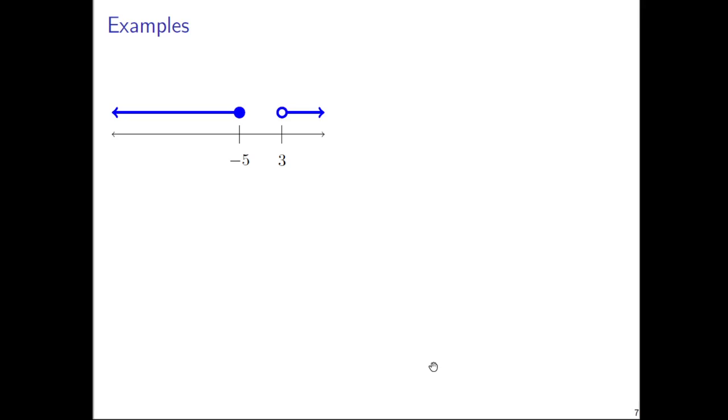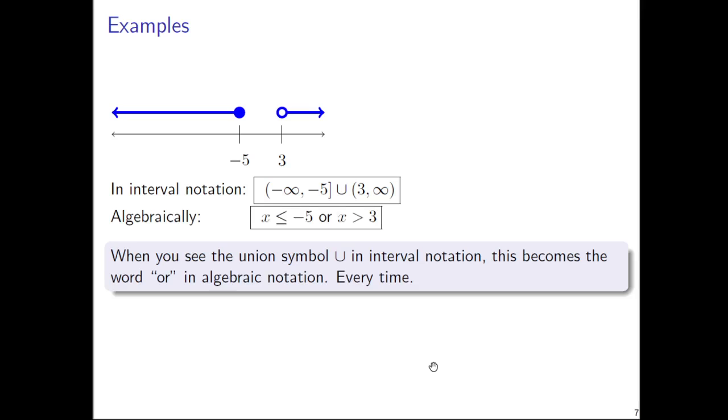Okay, let's take a look at some examples. So how about the picture shown here with the filled in dot at -5 and the unfilled point at 3. So in interval notation, this would be parenthesis negative infinity comma -5 square bracket, union symbol, parenthesis 3 comma infinity parenthesis. Algebraically, we would write x less than or equal to -5, or, again, that union symbol, you should always convert that to the word or, x greater than 3.